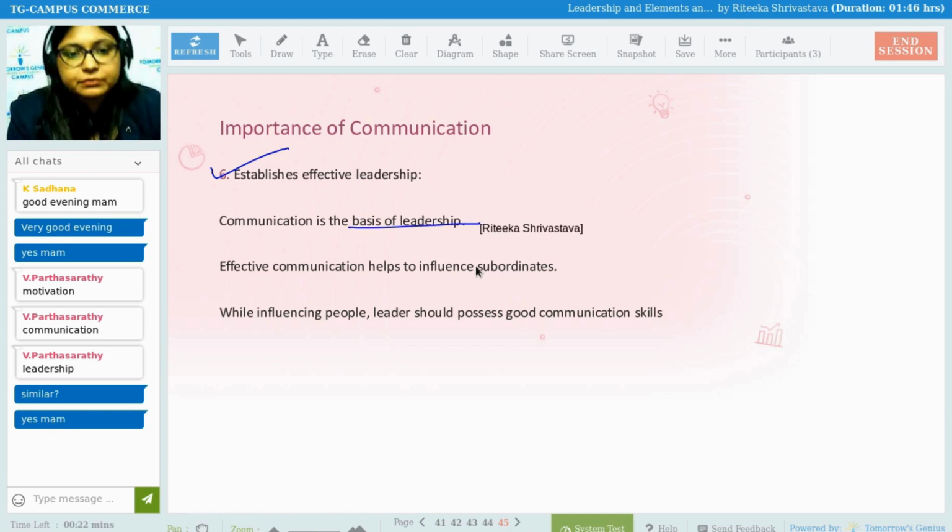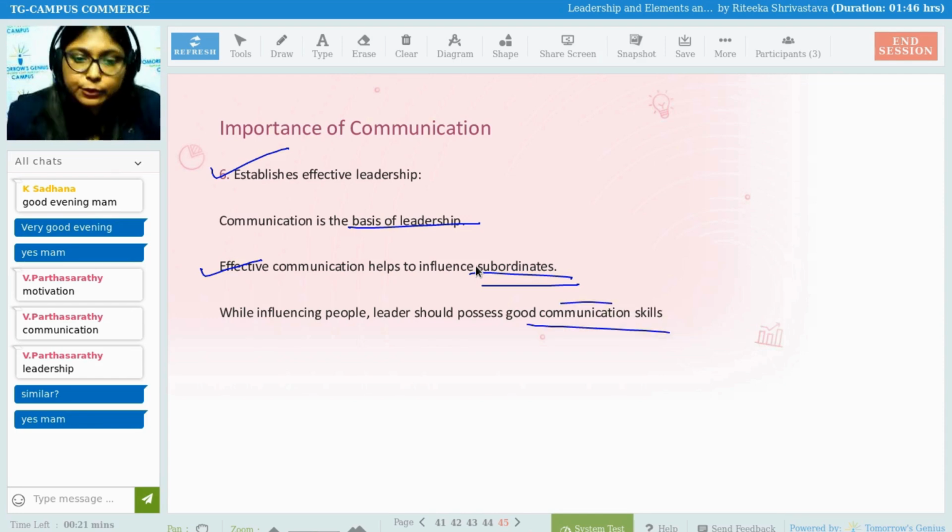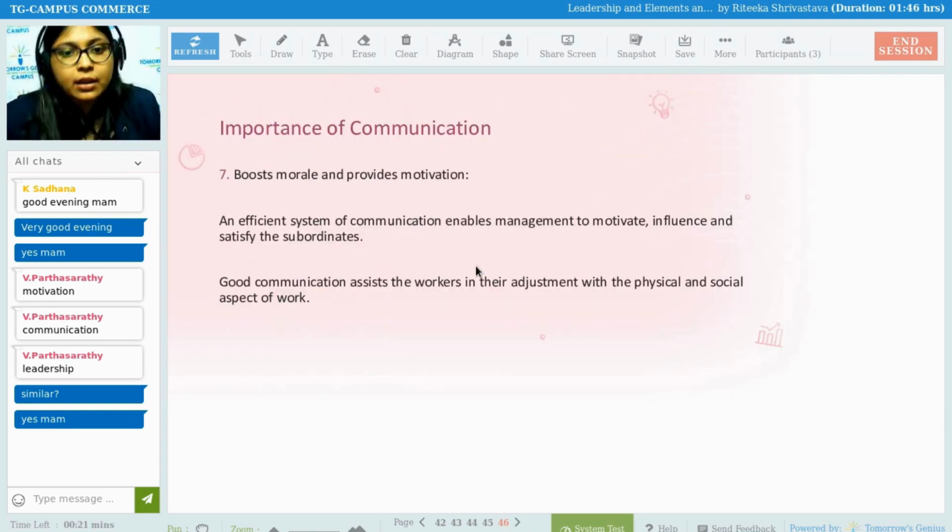Communication is the basis of leadership. Effective communication helps to influence subordinates. This is what we said, right? What is the communication style of the leader? Depending upon that, subordinates will listen to the leader, follow his lead, and get influenced by the leader. If the communication is poor, weak, or not appropriate, then even the followers would not like to communicate with the managers. So communication is going to influence the subordinates. While influencing the subordinates, all leaders should have good communication skills.